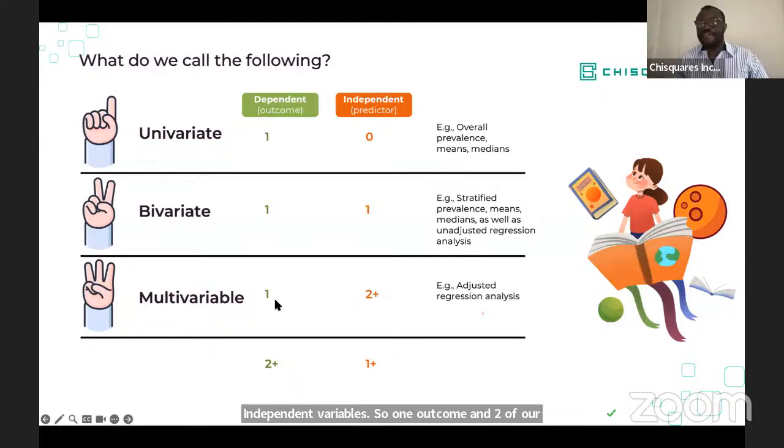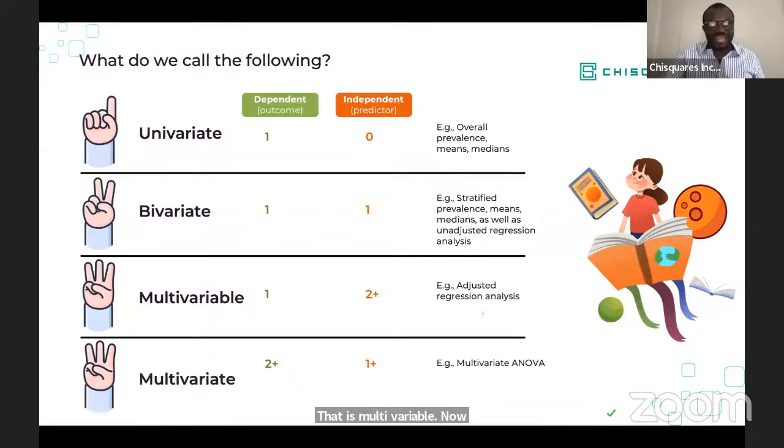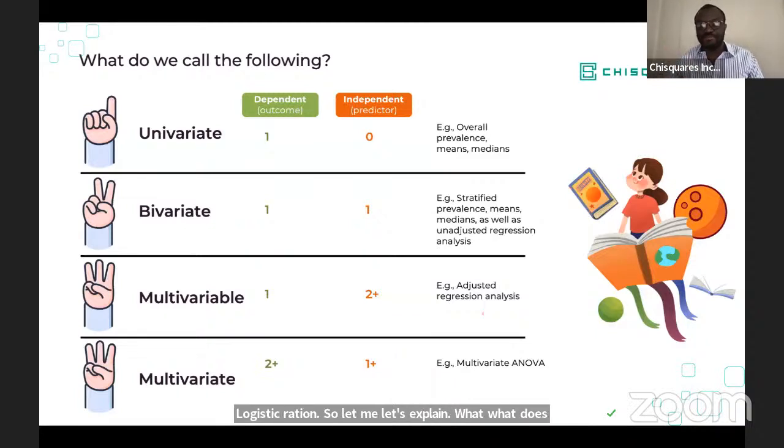That is multivariable. Now, this is where a lot of researchers get it wrong. Researchers love to use this word multivariate. And 95% of the time they're using it wrong. What they actually mean to say is multivariable logistic regression, but they end up saying multivariate logistic regression. So let's explain what those terms mean and the differences between them.